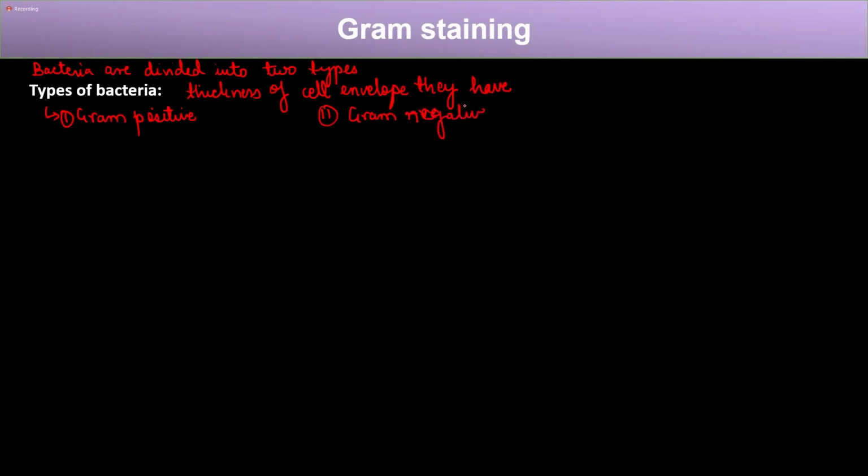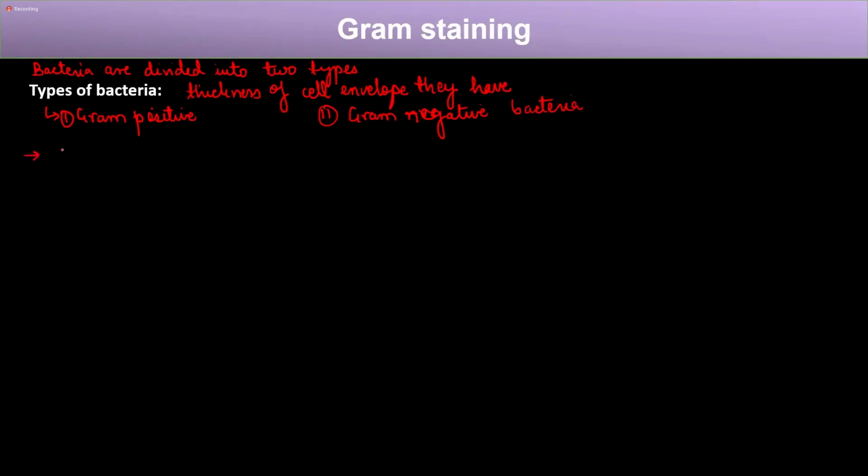Gram-negative bacteria. Based on the thickness of the cell envelope, the bacteria are divided into two types. Similarly, we saw in the last slide that based on the shape of the cell, the bacteria are divided into four types. So there are different criteria on what basis a bacteria is divided. Here, they are divided on the basis of the thickness of cell envelope.